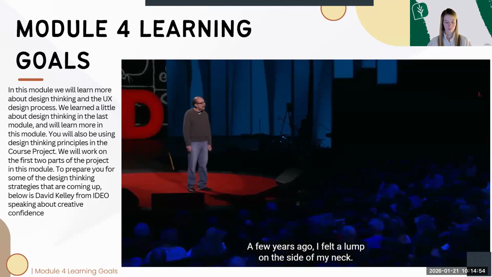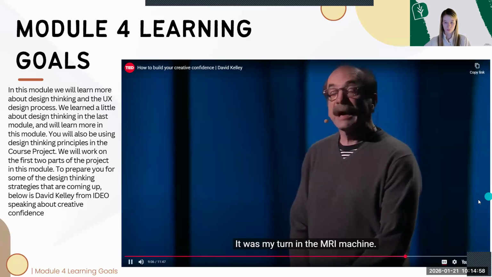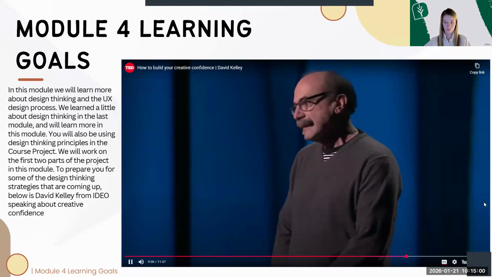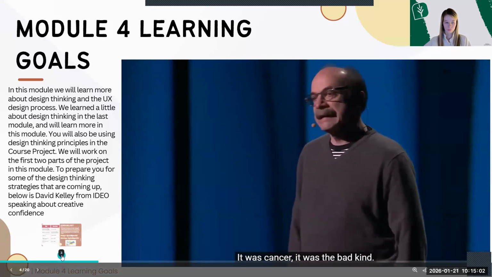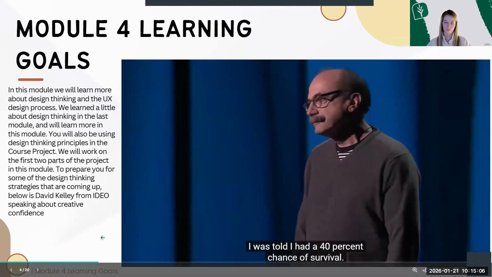A few years ago, I felt a lump on the side of my neck, and it was my turn in the MRI machine. It was cancer. It was the bad kind. I was told I had like a 40% chance of survival.